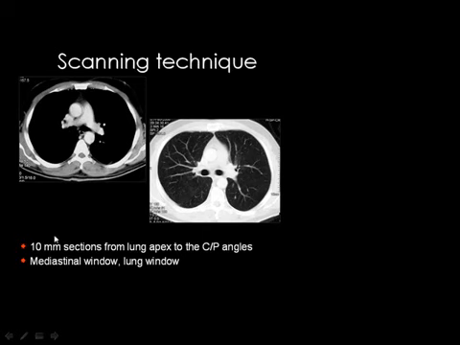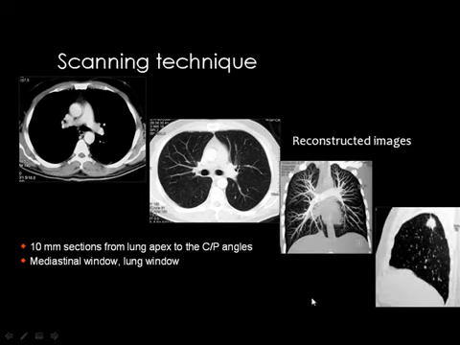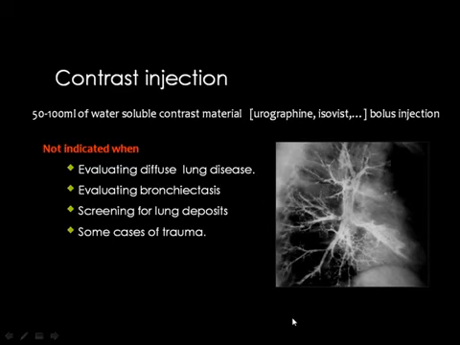Then if you have one of the modern machines, like the multi-detector, which I will talk about in a moment, you can order the machine to reconstruct the transverse sections into vertical sections, either in the coronal plane, as you can see, or in the sagittal plane, as you can see. These reconstructed images are very helpful in the diagnosis of chest conditions.